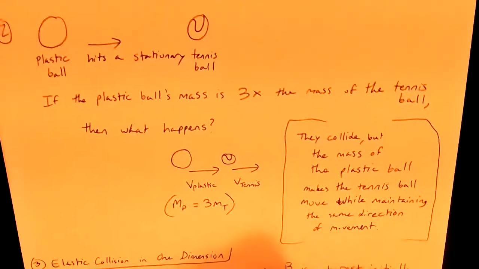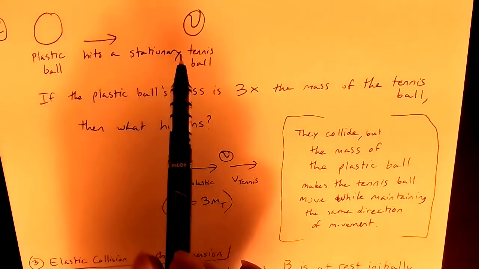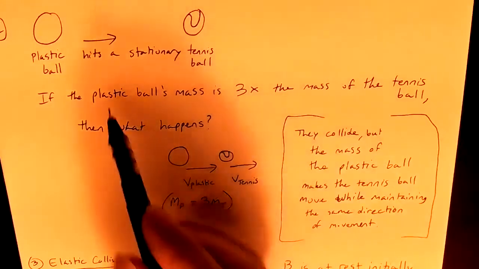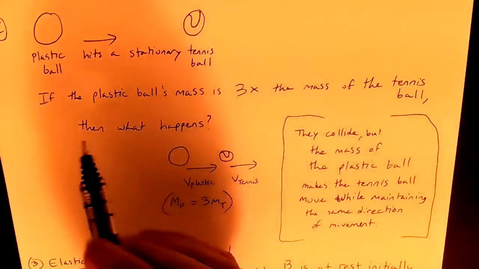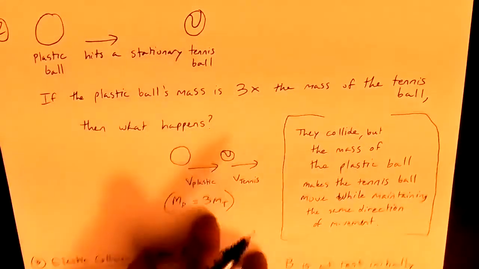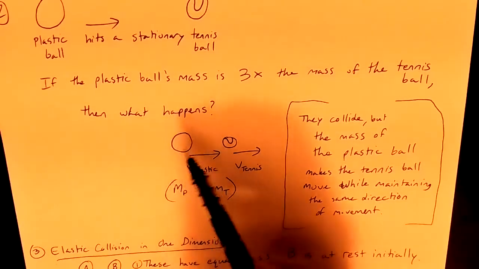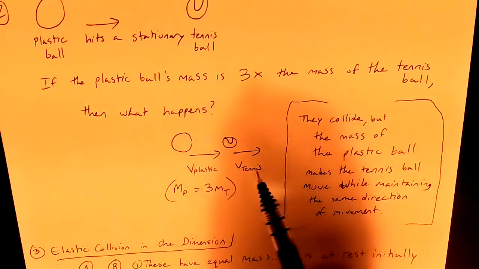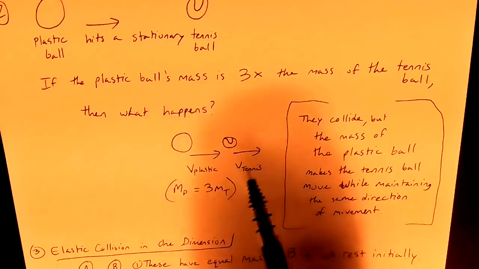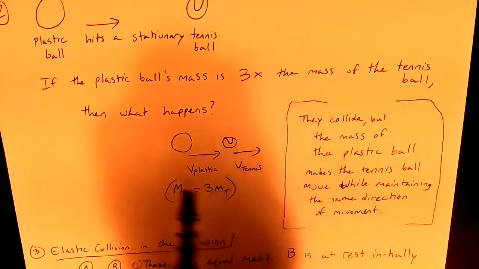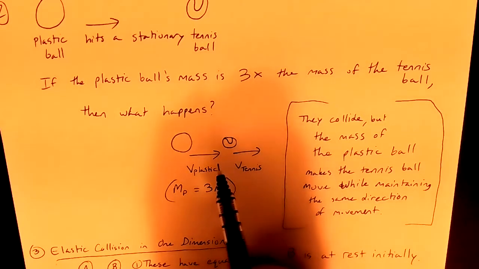So for the second question, we're told that a large plastic ball hits a stationary tennis ball. If the plastic ball's mass is 3 times the mass of the tennis ball, then what happens? So I drew it out, to give you a better visual. We have this plastic ball. It's going with the velocity. Then it hits the tennis ball, which was stationary. But now after that, they're both moving in this direction.